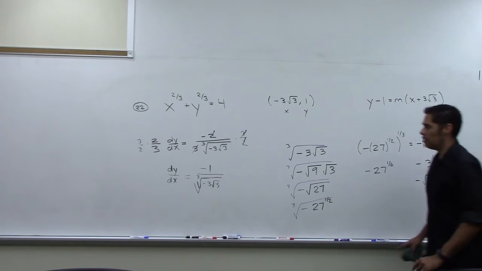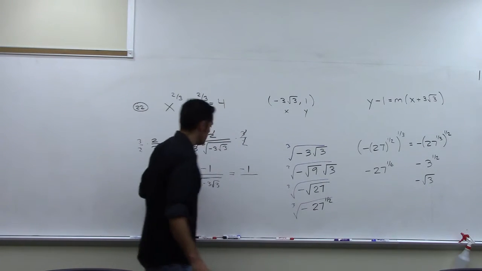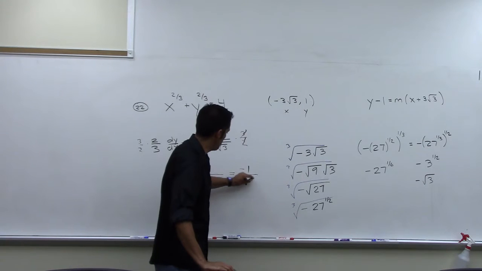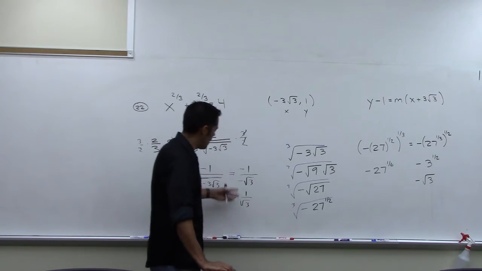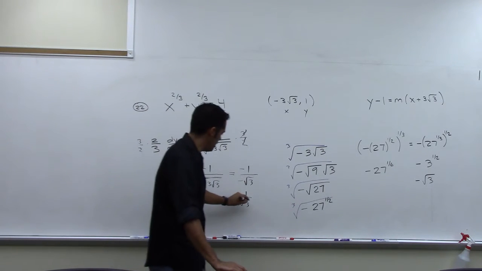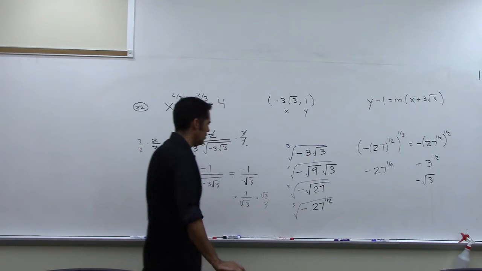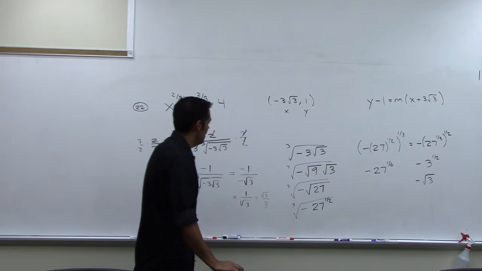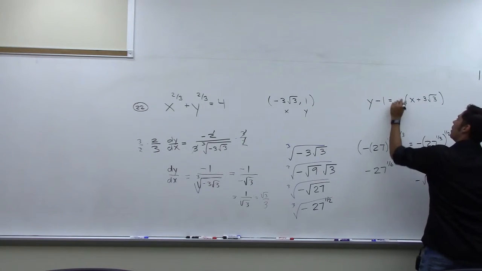So we have here that this turns into negative 1 over this whole thing, which we said was negative root 3, which is just 1 over root 3. And if you rationalize, multiply top and bottom by root 3, you get root 3 over 3. And it seems like there would have been an easier way to get to that. I might be working too hard. That's our slope, though, and that goes right here. Root 3 over 3.